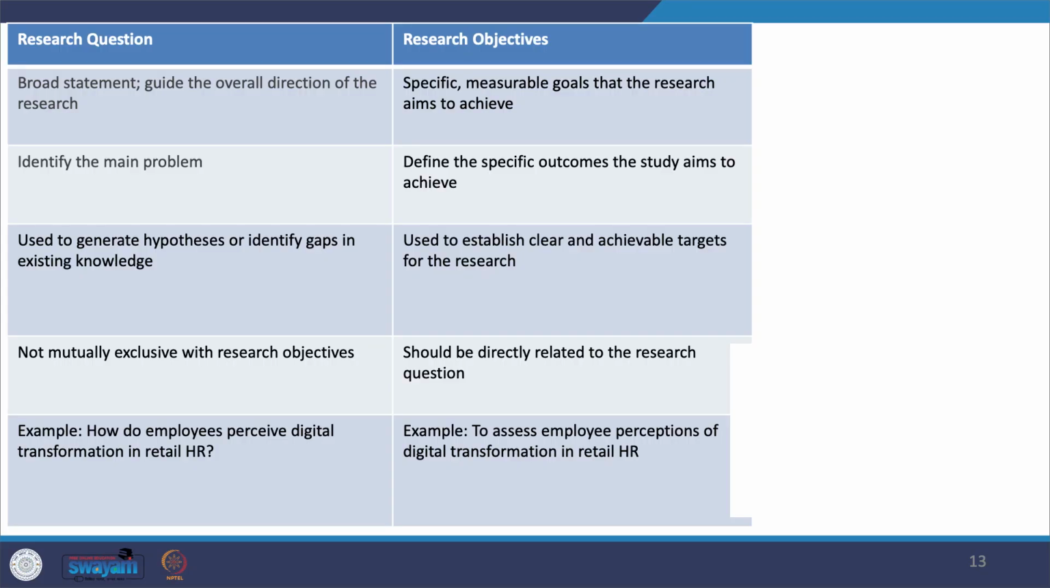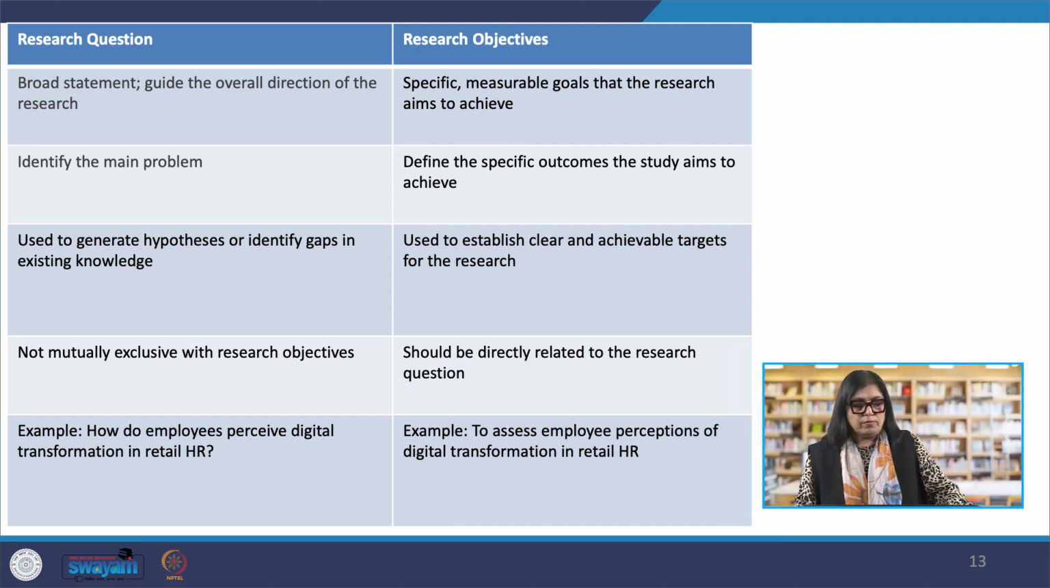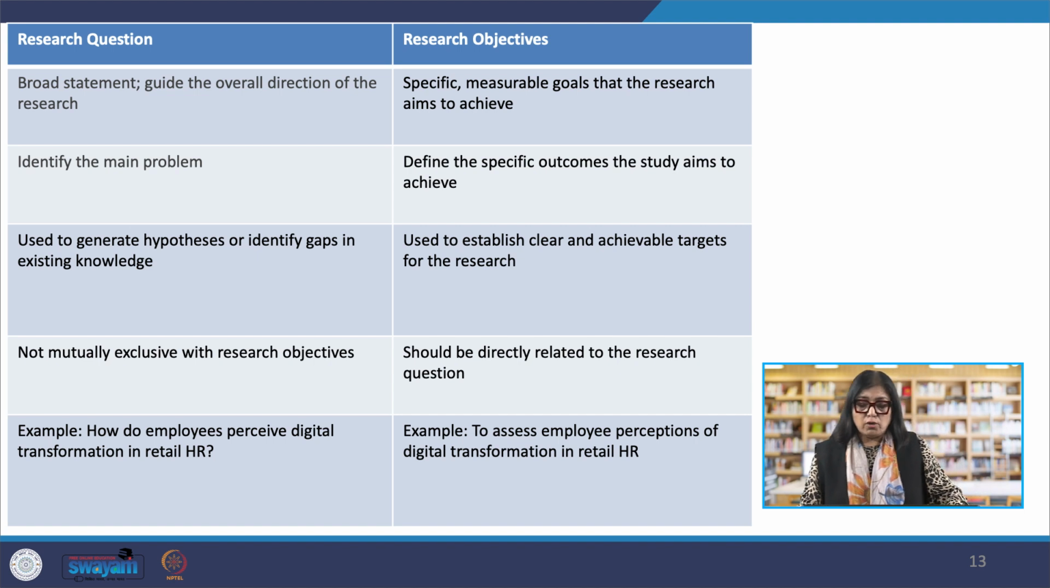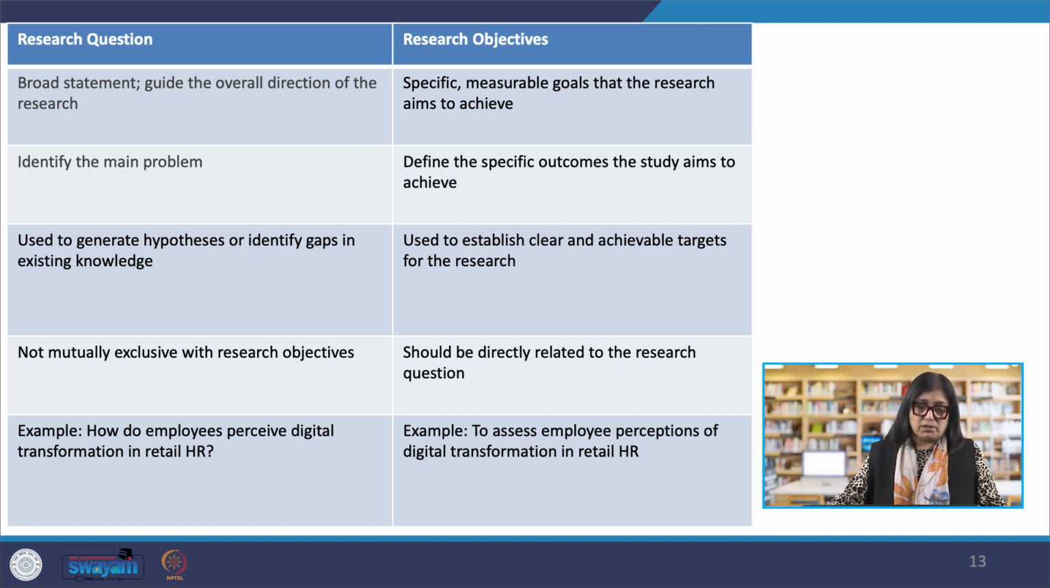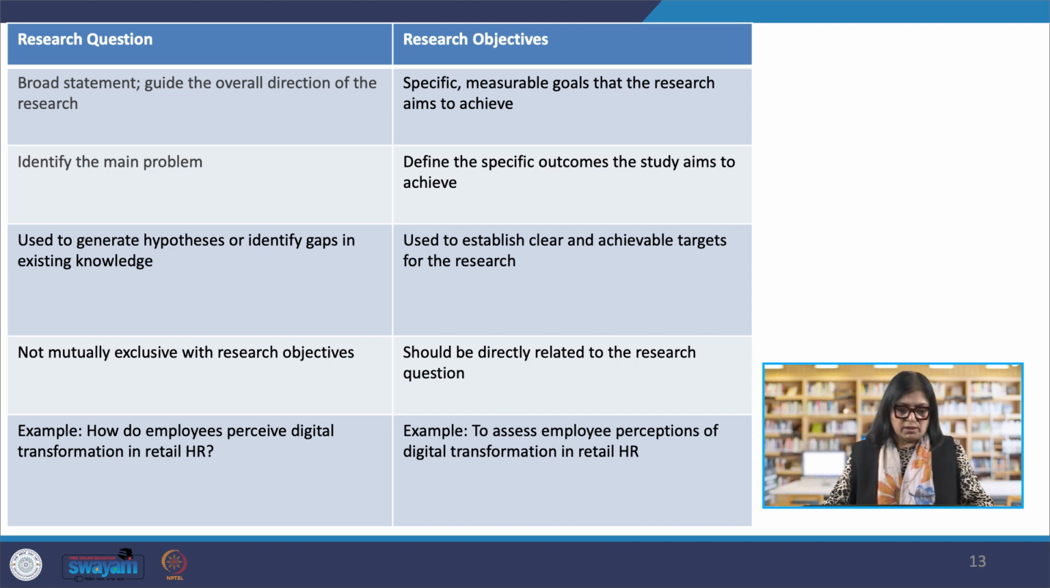So, if we talk of the difference between research question and objective, research questions are broad statements that guide the overall direction of the research, while a research objective is a specific measurable goal that the research aims to achieve. While a research question identifies the main problem, the research objective defines the specific outcome the study aims to achieve. While research questions are used to generate hypotheses or identify gaps in existing knowledge, research objectives are used to establish clear and achievable targets for the research.